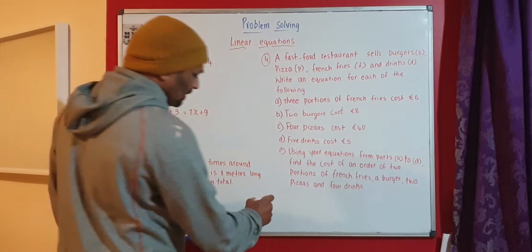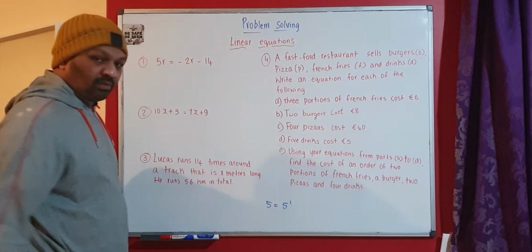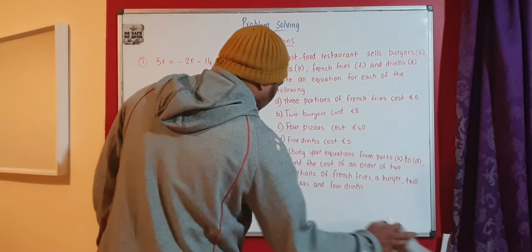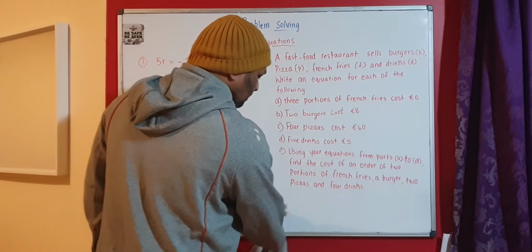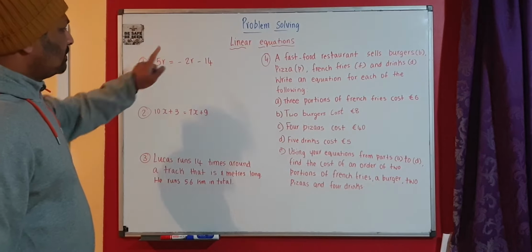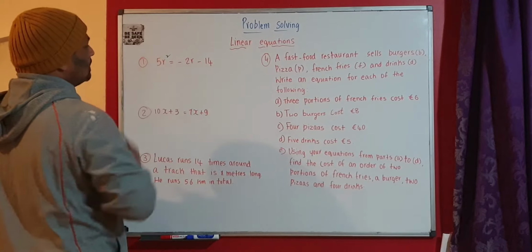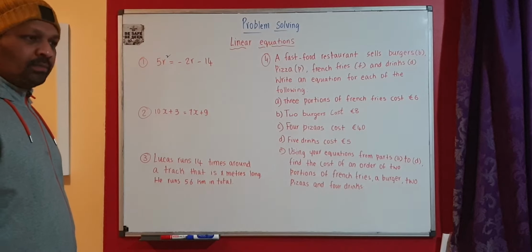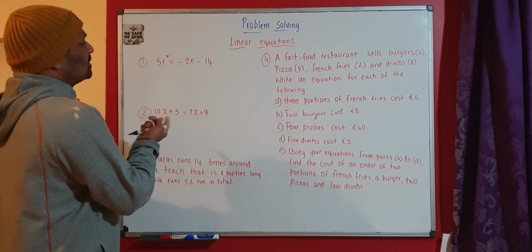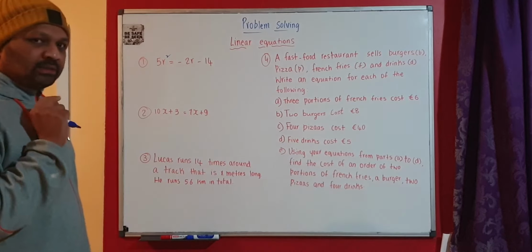If I tell you 5 is also equal to 5 to the power of 1, isn't it? 5 to the power of 1 is also 5. So that's the linear equation, because the power of the unknown quantity is 1. Say if I put a square here, is it a linear equation? No, it's not a linear equation. It becomes a quadratic equation because the maximum power of the unknown quantity is 2.